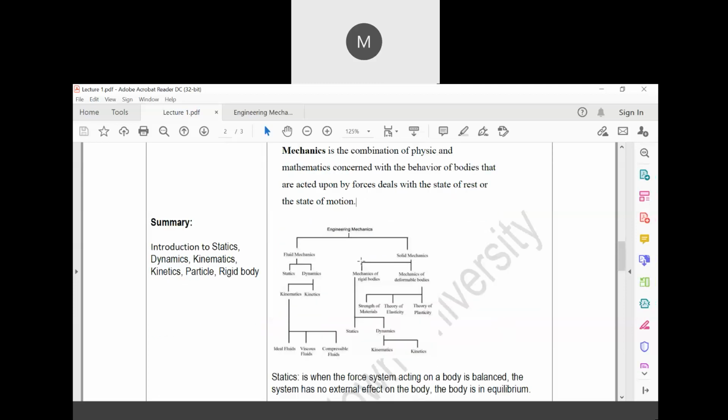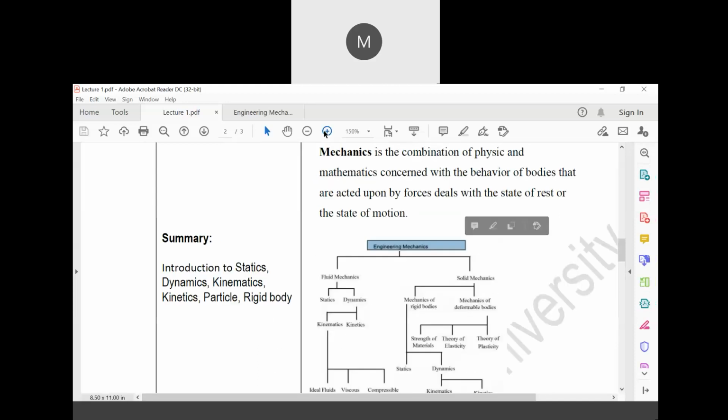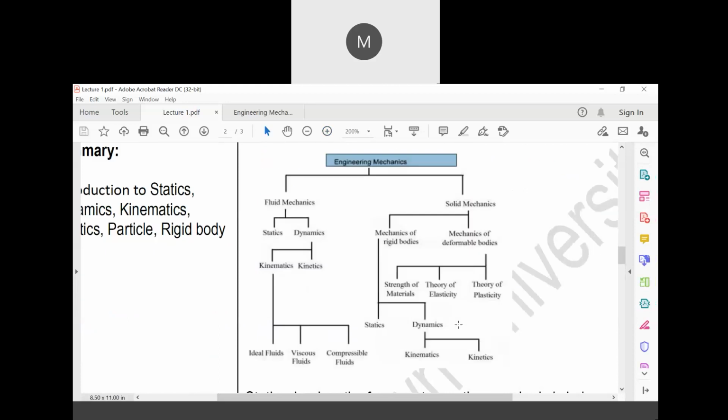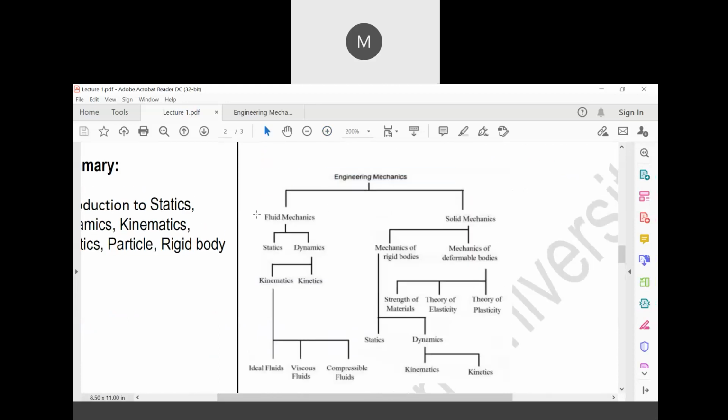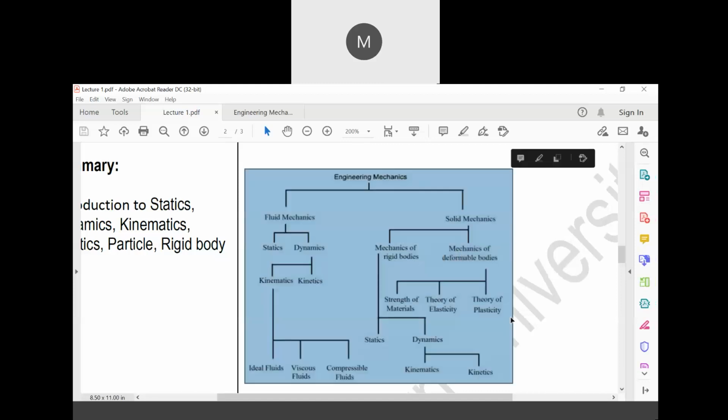Okay? So in engineering mechanics, if you see this flow chart, you can see that there are different parts. Number one is fluid mechanics and solid mechanics. Solid mechanics means the mechanics which deals with the motion of solid objects and bodies, and fluid is something which is in motion or flowing. Now this is divided into statics and dynamics in the fluid part. Then in solid mechanics, we have the mechanics of rigid bodies and the mechanics of deformable bodies.